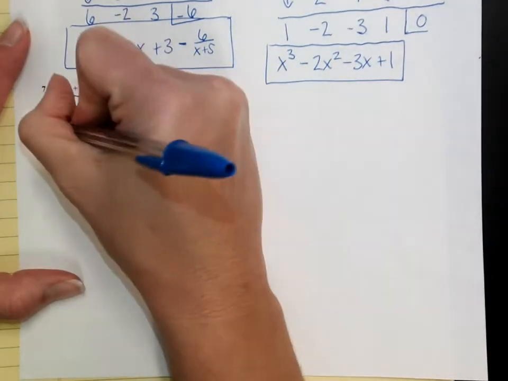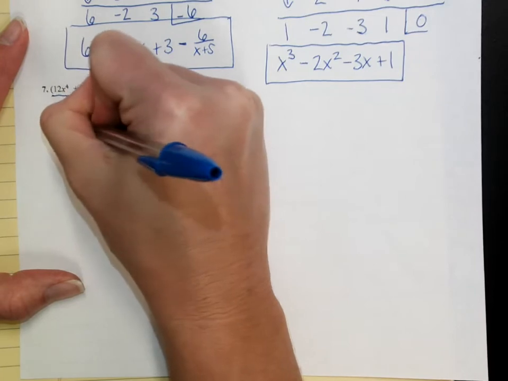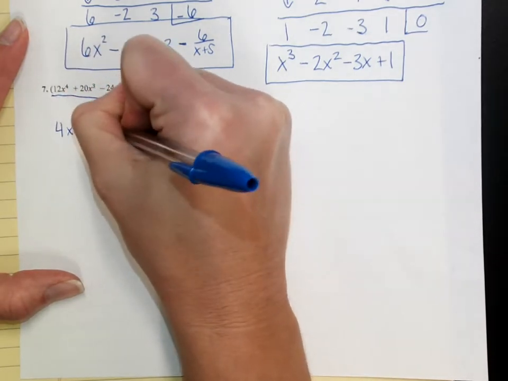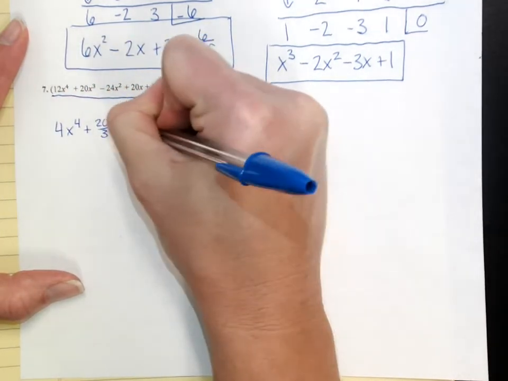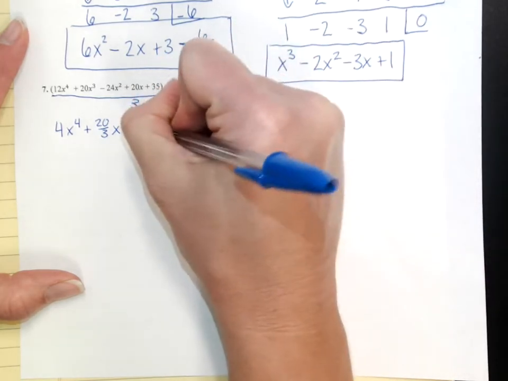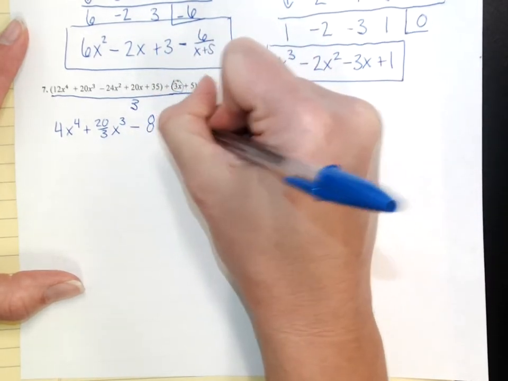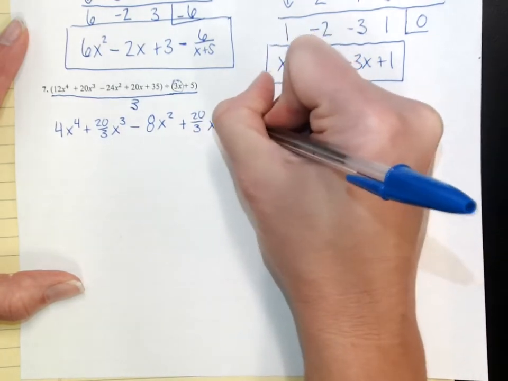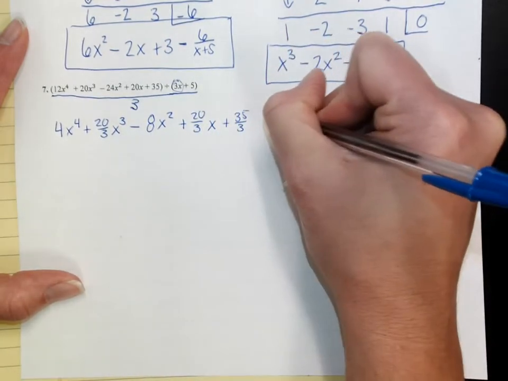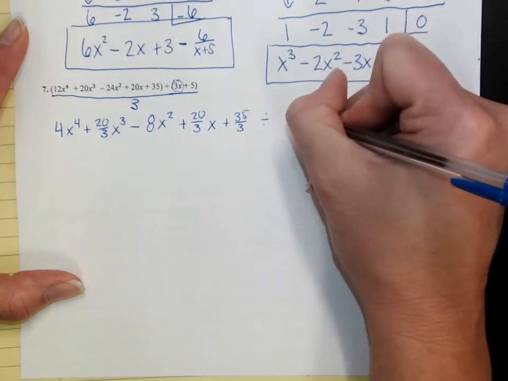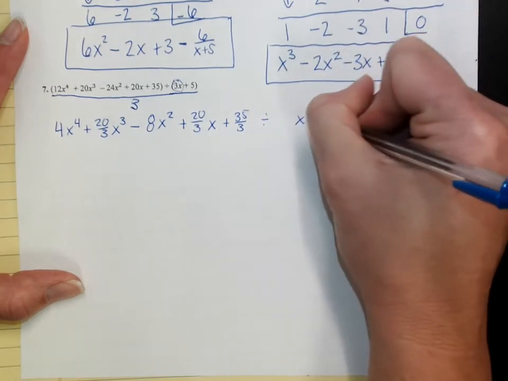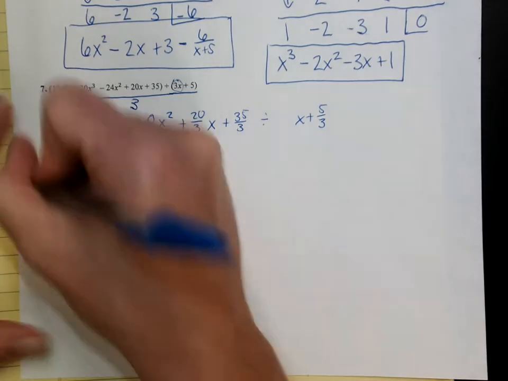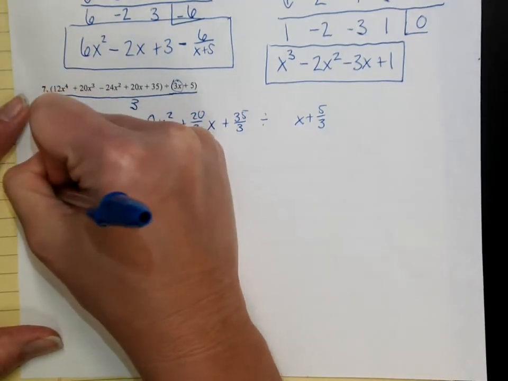When you do that, that's a 4x to the 4th, plus 20 over 3, x to the 3rd, minus 24 divided by 3 is 8, x squared, plus 20 over 3, x, plus 35 over 3, divided by x plus 5/3. So in the box, I'm going to put a negative 5/3.